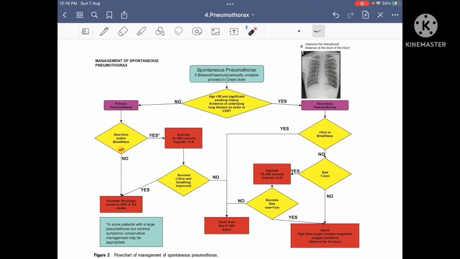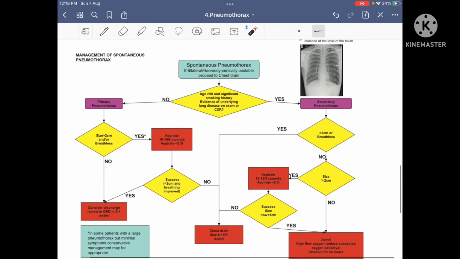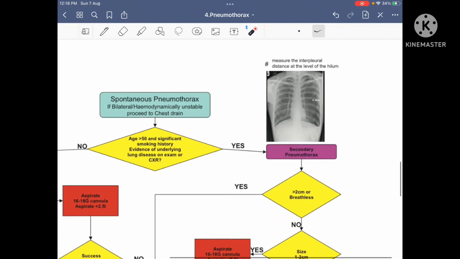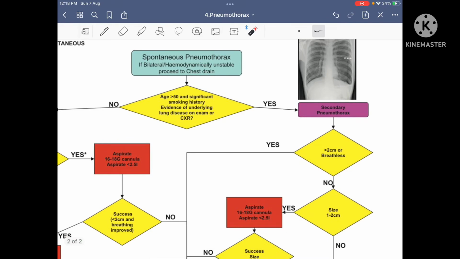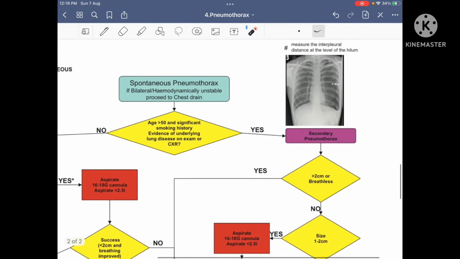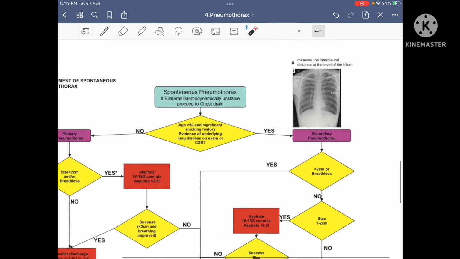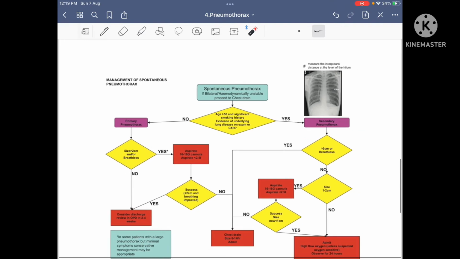First you have to look at the size and or presence of breathlessness. Size more than 2 cm means at the level of the hilum. You should measure the distance between the retracted lung border and the chest wall. If it is more than 2 cm, then it is a big pneumothorax. You cannot appreciate the 2 cm here. You should check it on the chest X-ray film itself.